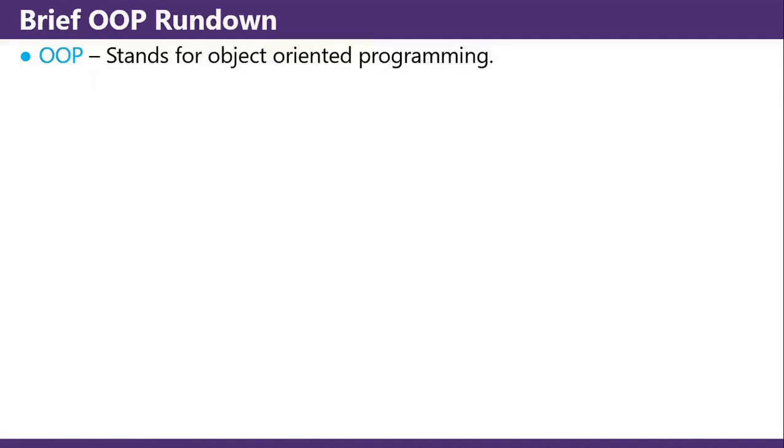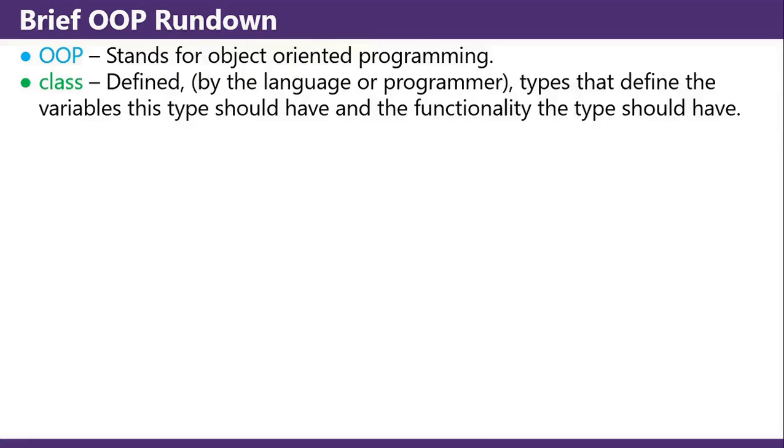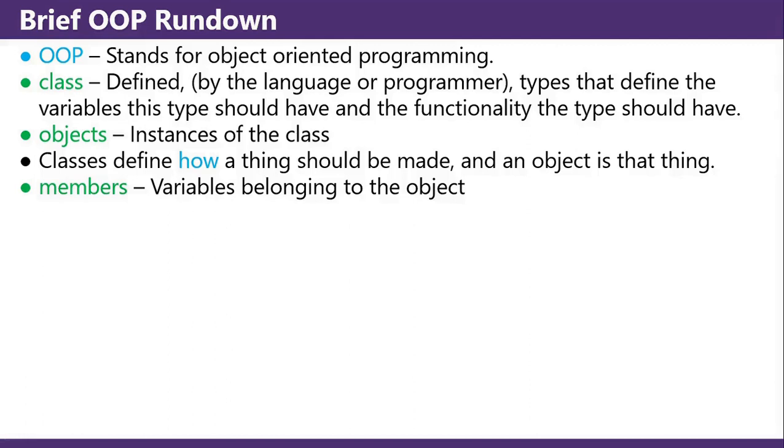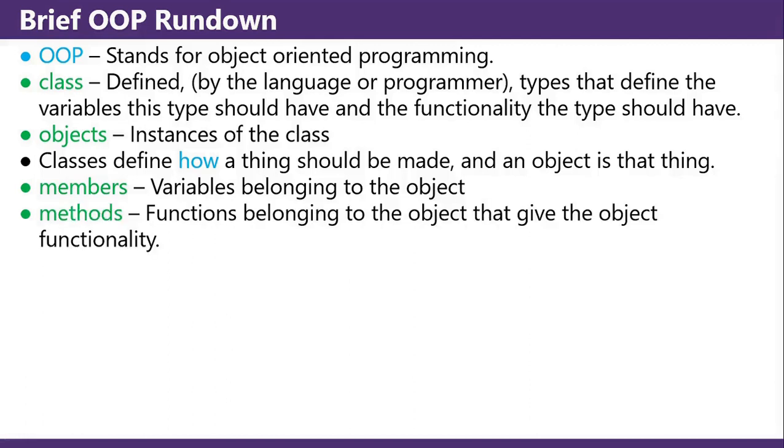Brief OOP rundown. OOP stands for object-oriented programming. Class: defined by the language or programmer. Types that define the variables this type should have and the functionality the type should have. Objects: instances of the class. Classes define how a thing should be made, and an object is that thing. Members: variables belonging to the object. Methods: functions belonging to the object that give the object functionality.